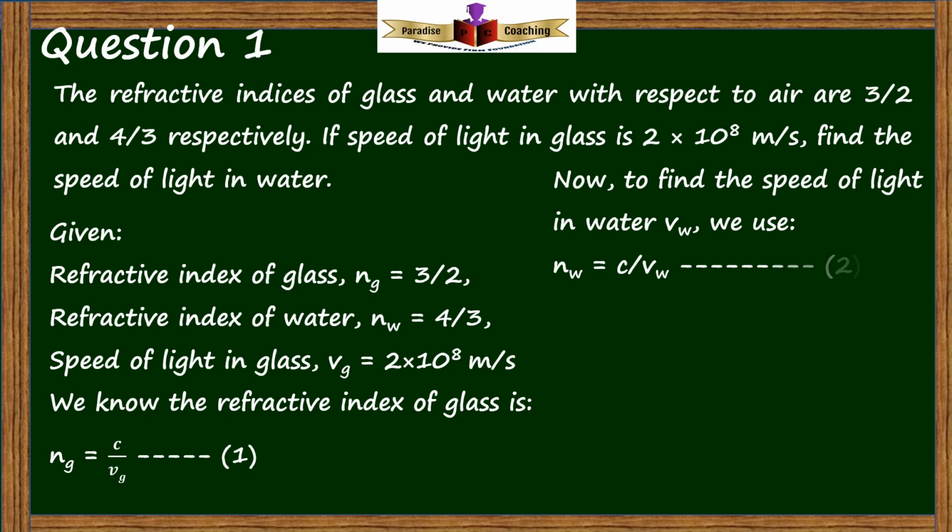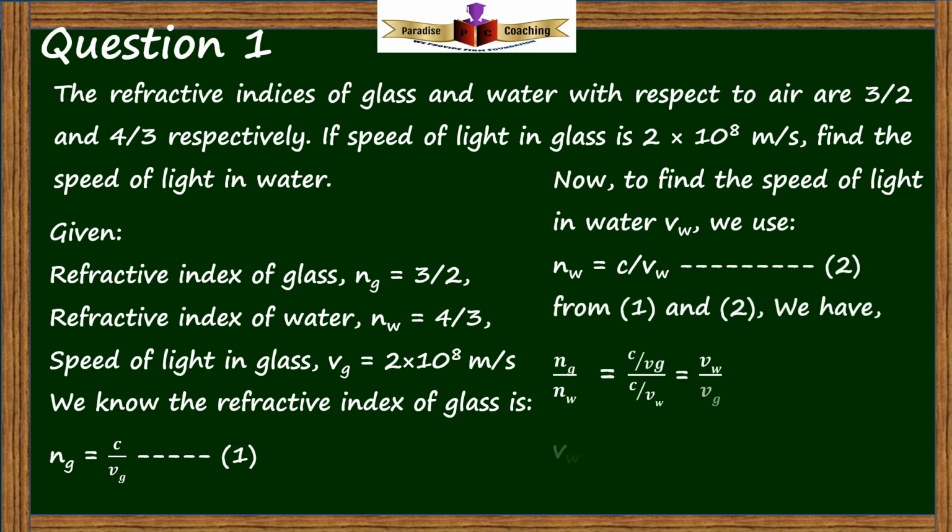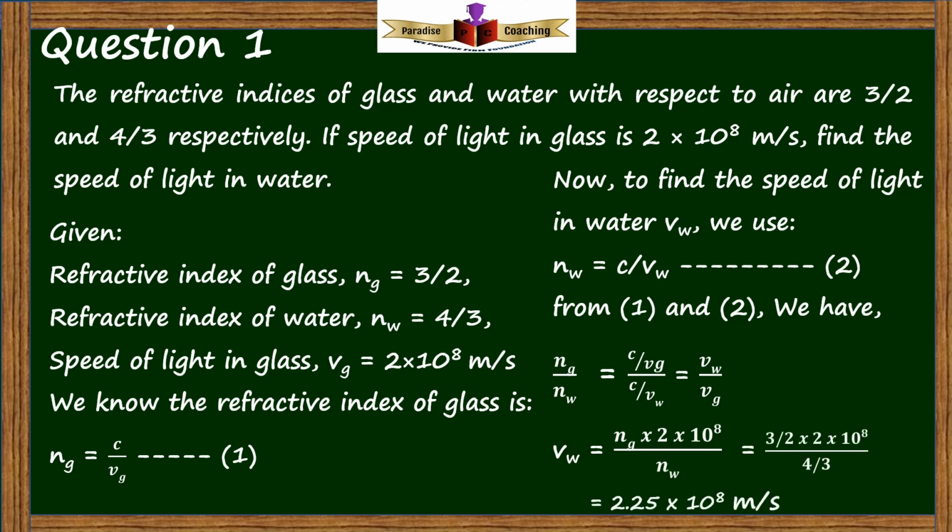Now, to find the speed of light in water, vw, we use nw equals c by vw, equation 2. From 1 and 2, dividing equation 1 by equation 2 we have the ratio. Then simplifying and calculating, the speed of light in water vw is equal to 2.25 times 10 raised to 8 meters per second.